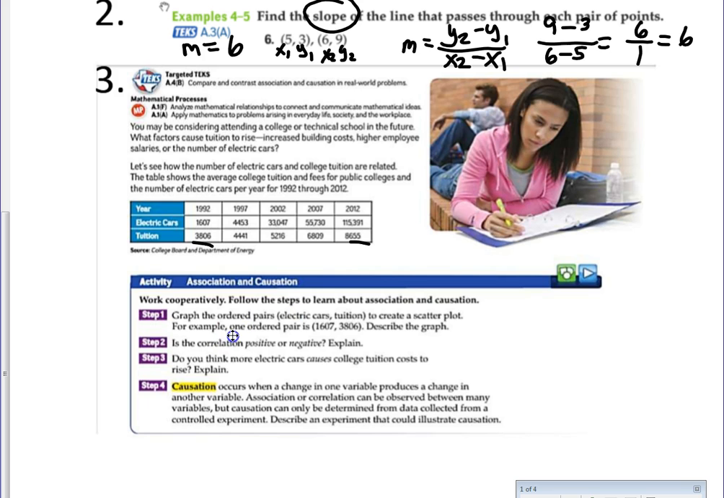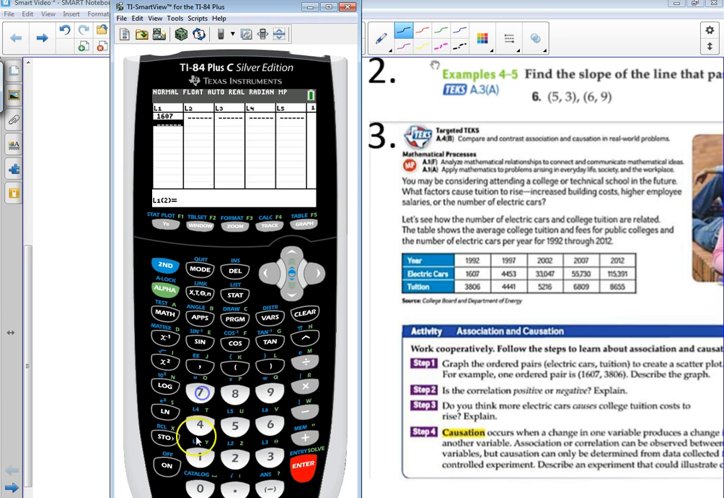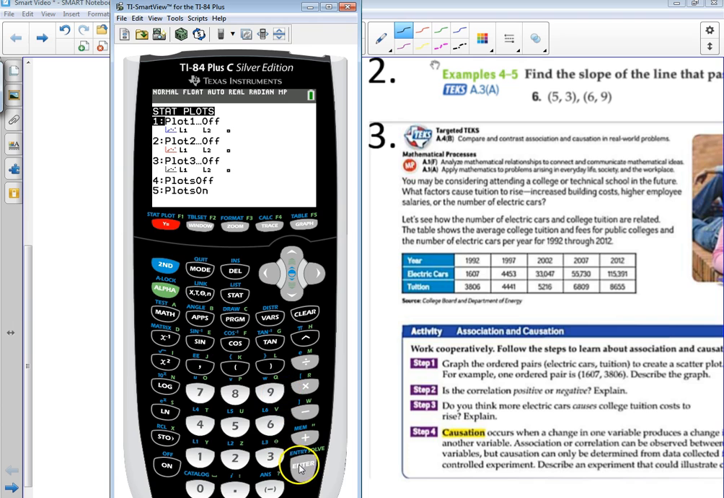Well, let's see. So let's graph the ordered pairs and create a scatter plot for the example. One example is going to be this right here, and we're going to describe the graph. Okay, so since it wants a scatter plot, we're going to go to Stat, Edit. We're going to enter in all the electric cars. And then we're going to press second stat plot, see the word stat plot, enter twice to turn it on, switch from off to on, and then we press zoom 9.